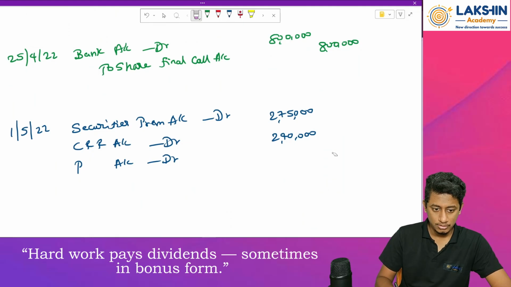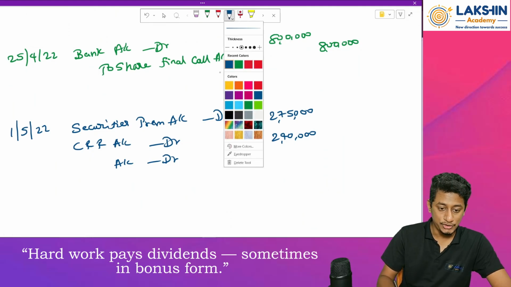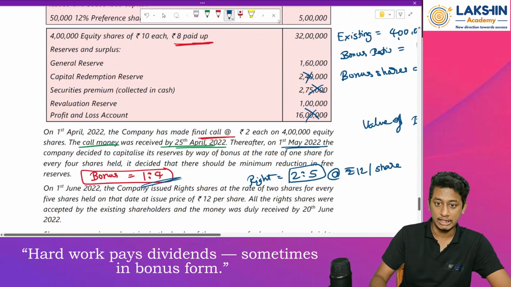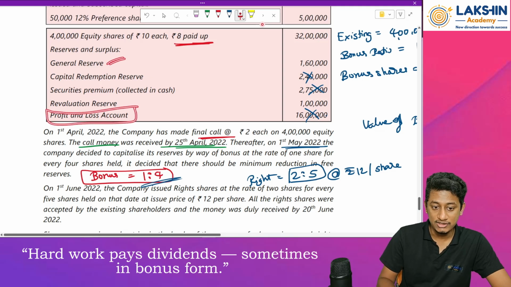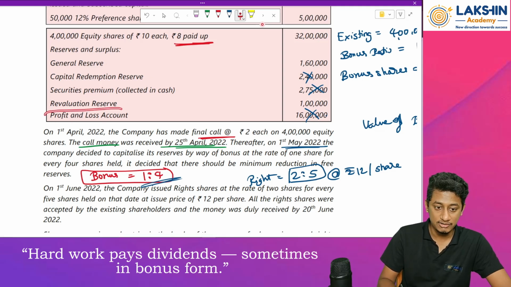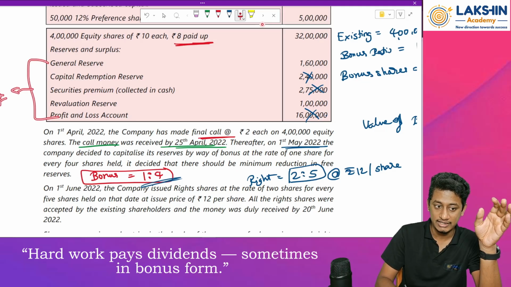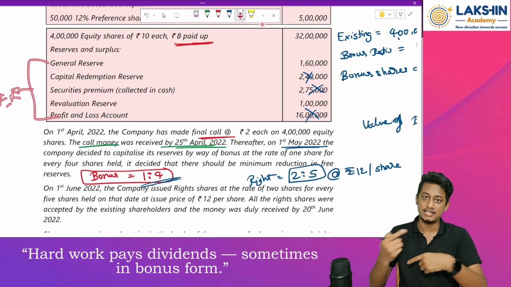So we'll utilize the general reserve first. General reserves, as per the question, sorry, my bad. General reserves are not the free reserve, but the P&L account is a free reserve. Clear? At the end of the day, both are actually taken as free reserves only.